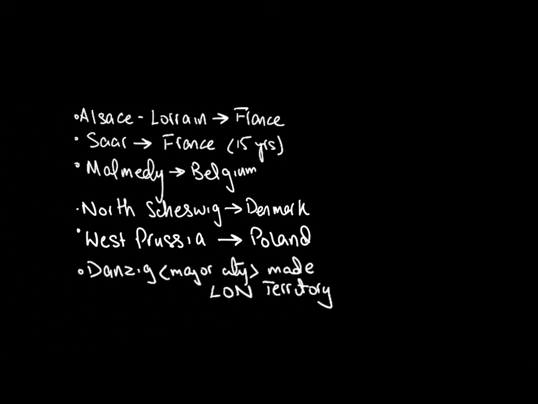Here is the list. As we can see, Danzig was a major German city in West Prussia, which was made a free city, which means it was made an international territory where anyone could go, essentially under the direct administration of the League of Nations, which was mainly spearheaded by Britain and France. Therefore, it was mainly an excuse for Britain and France to monitor Germany up close.